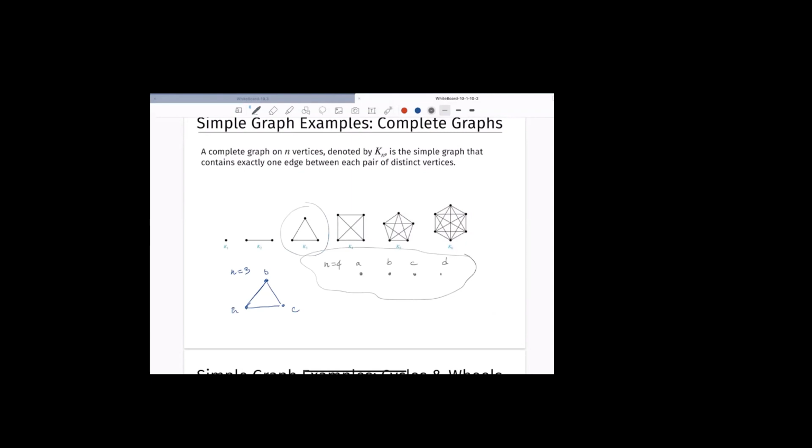Can people help me? You're choosing 2 vertices to create an edge, assumingly? Yes. So choosing 2 vertices corresponds to an edge.